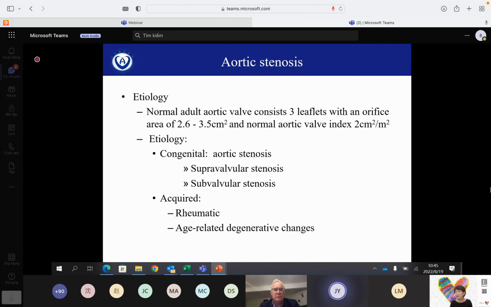Aortic stenosis. For the etiology part, the normal adult aortic valve consists of 3 leaflets with an orifice area of 2.6 to 3.5 square centimeters and a normal aortic valve index of 2 square centimeters per square meter. The etiology can be divided into congenital and acquired.